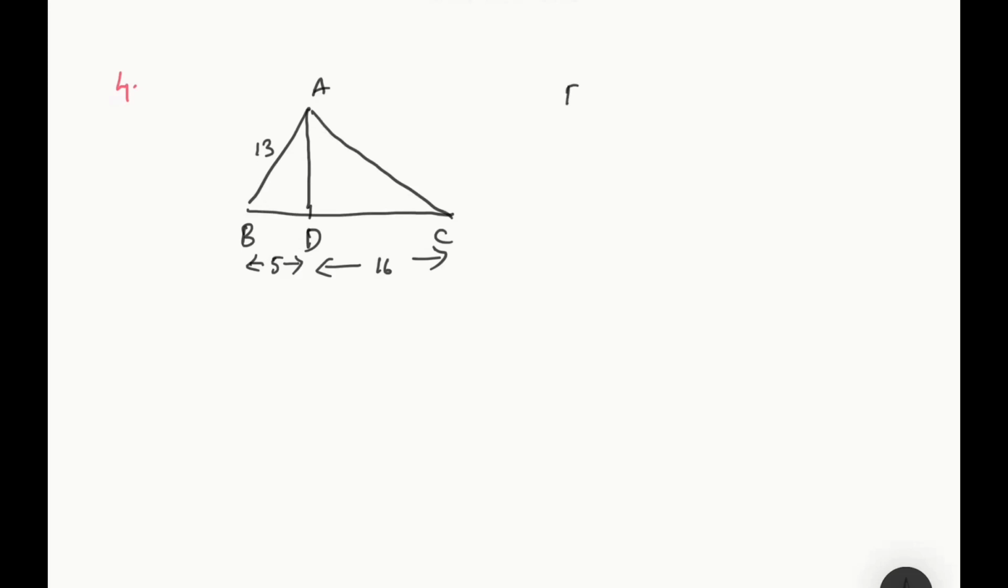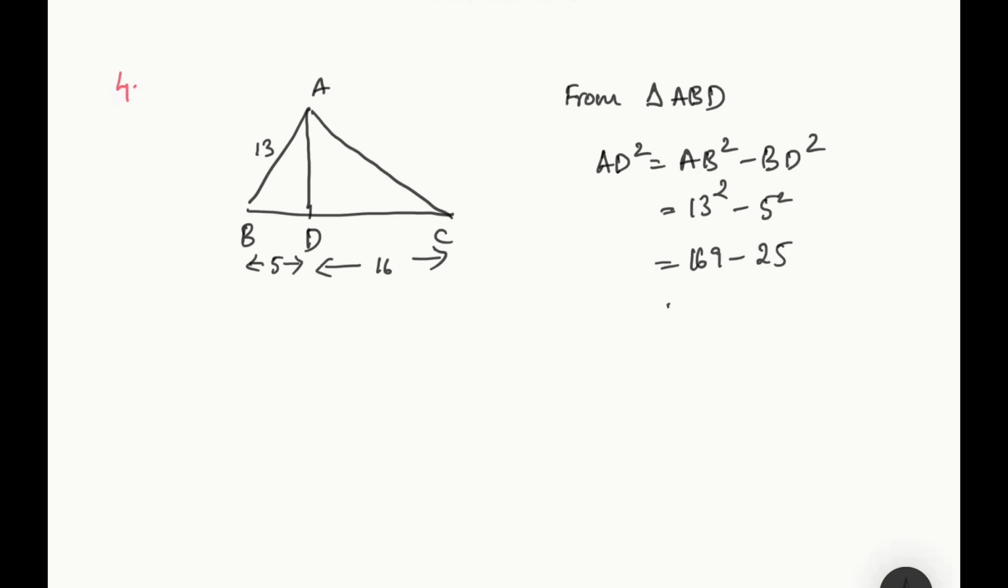So in the first triangle ABD, when we consider the triangle ABD, hypotenuse is 13. We need to find AD from it. AD square equals AB square minus BD square. That is 13 square minus 5 square. 169 minus 25 equals 144. So AD square is 144. AD is equal to root of 144, that is equal to 12. So you will get the value of AD.